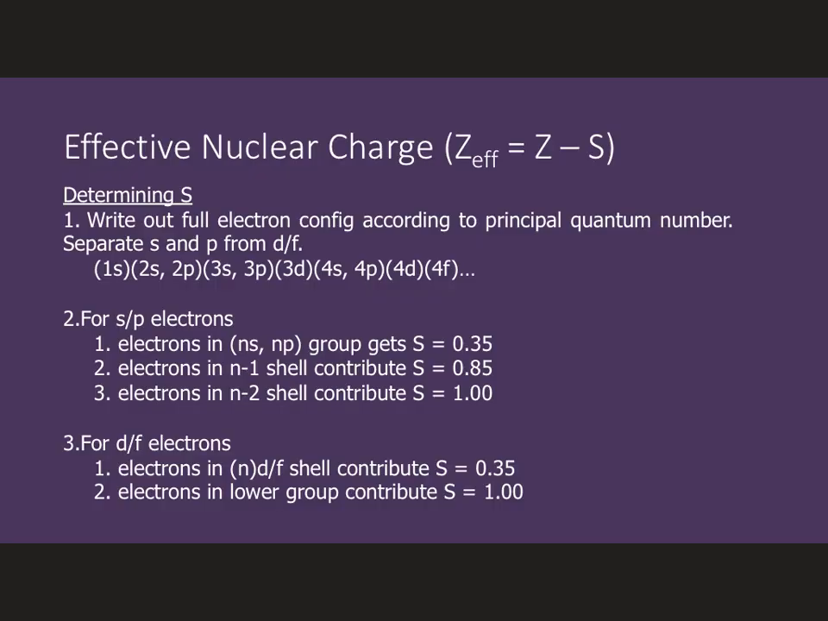D and F electrons are slightly different. If we're looking at electrons in the n equals 4 shell, if I'm thinking about a 4d or 4f, they again contribute only 0.35, where any lower groups will contribute as 1, so a 3d. I guess that's the only one I can have here. There's no 3f, there's no 2d. So that one in this case would be equal to 1, okay? So those are the rules we have to use to assign what our shielding value actually is.